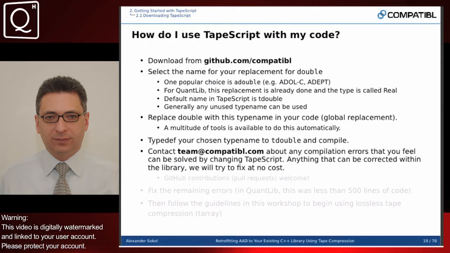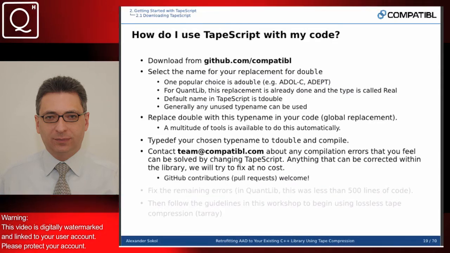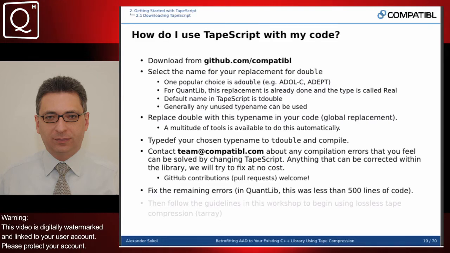So first of all, if you find that your code does not compile and you correct TypeScript such that it does compile, certainly please do send us a pull request or email to team@compatibl.com, which is our committer ID for GitHub. That you found a problem and here's the fix. At these early stages, where we're trying to improve the library, we're providing free support. If you tell us that here's a snippet of code that doesn't compile, we'll do our best to make sure that it does compile. So please let us know.